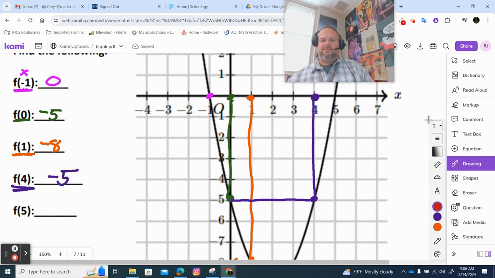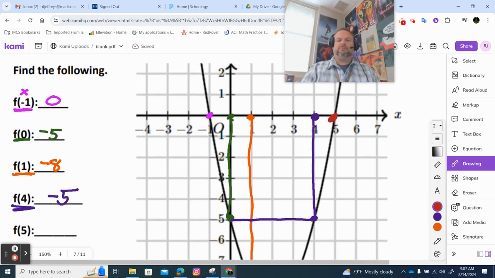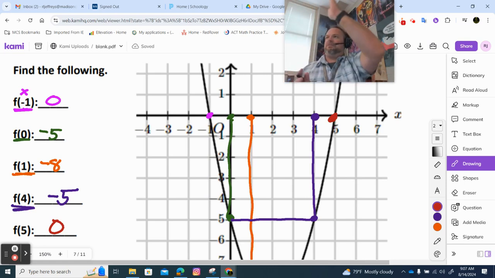And f of 5. So 5 is right here. Where's my graph? Right on top of it. So what's that? That's it. So you're going to that x value and you have to find where it is on the graph.